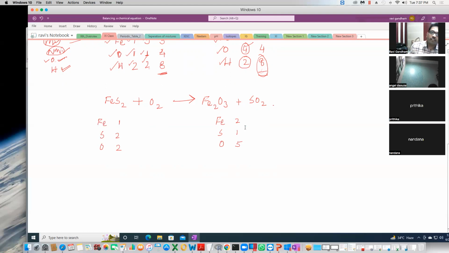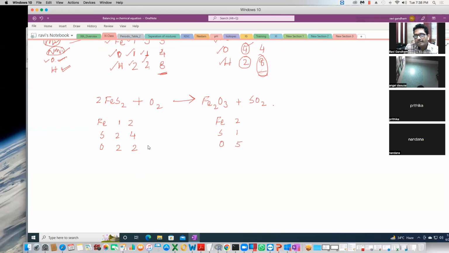Great. Now, what should we do first? Nandana? We should balance out all these 3 atoms. Which is the atom that we need to balance first? The metal, which is iron. Very good. Fantastic. So what do you have here? 2. So you write it as 2. Is that okay? Now we'll check it out. You have 2. You have 4. You have 2 oxygen.